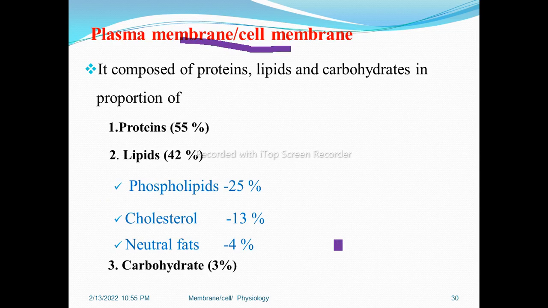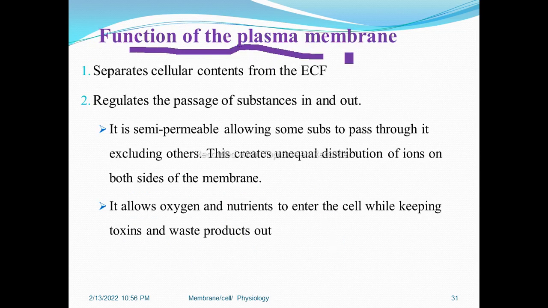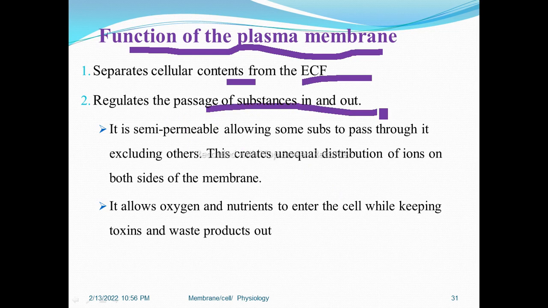The other thing is the functions of the plasma membrane. One of the functions is to separate cellular contents from extracellular fluid, separate intracellular fluid from extracellular fluid, or separate cytoplasm from extracellular fluid. It regulates the passage of substances in and out. This means it is a gatekeeper that regulates the passage of substances in and out of the cell, and it is a semi-permeable or selectively permeable membrane, allowing some substances to pass through it, excluding others.